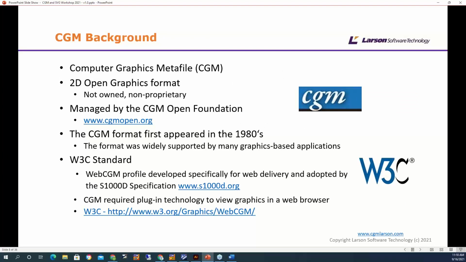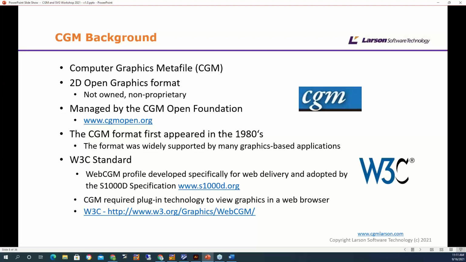So a bit more background on CGM, Computer Graphics Metafile. As I said, it's 2D only. It's not owned. It's non-proprietary. I would say the CGM Open Foundation is not very active, and that's not because of anything in particular, but certainly the format is very mature, and probably at this point doesn't really need anything major doing to it anymore. It's a W3C standard, or the WebCGM profile that was really specifically developed for the web, and it is adopted by the S1000D specification. You'll find it mentioned in the spec.